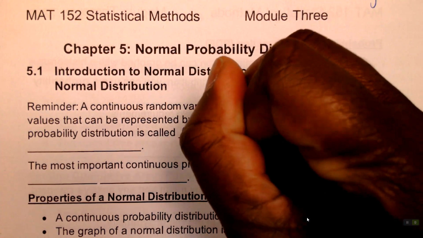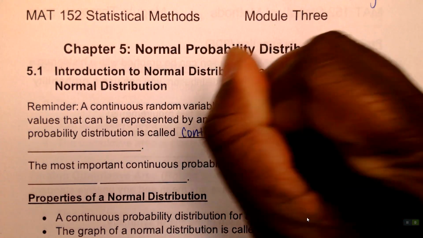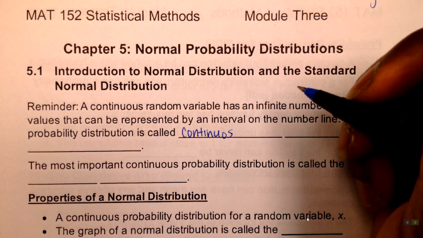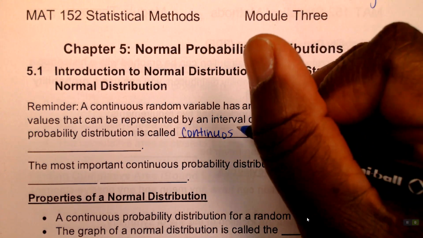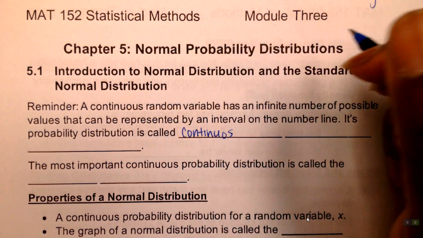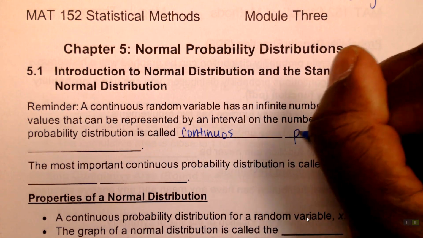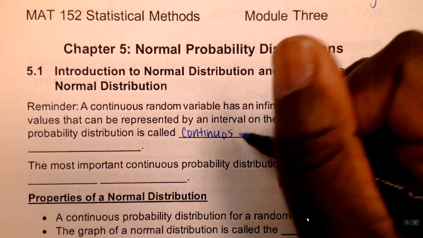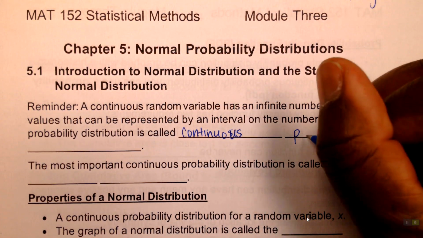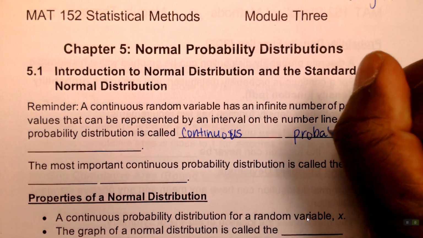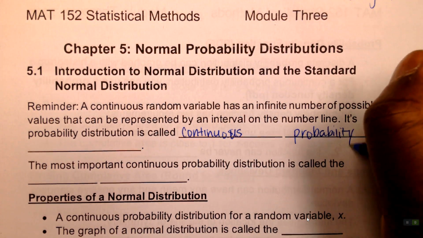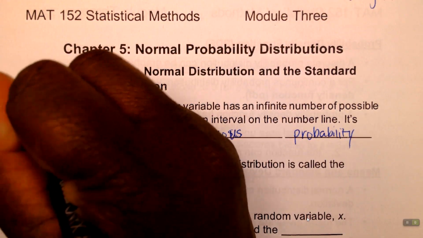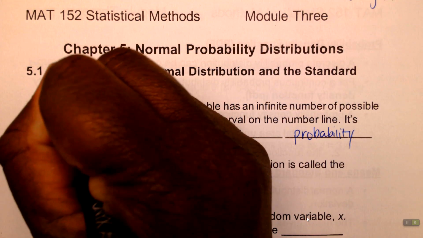So, pretty much, continuous, I hope I spelled that right. Probability distribution. I try to do too many things at one time. Here we go. Probability distribution. I did see it. It's right there. Next line.